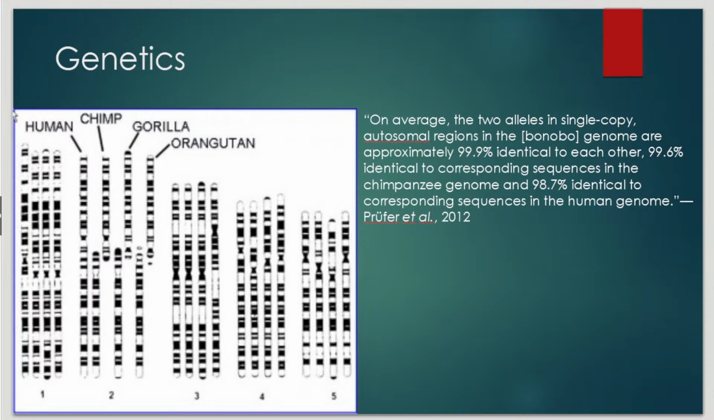This is a quote from Prüfer et al. 2012 when they sequenced the Ulindi genome, which is a bonobo. It said, on average, the two alleles in single copy autosomal regions in the bonobo genome are approximately 99.9% identical to each other, 99.6% identical to the corresponding sequences in the chimpanzee genome, and 98.7% identical to corresponding sequences in the human genome. Huh. Weird. Almost as if they're our sister genus. Crazy stuff. Well, your sister genus.